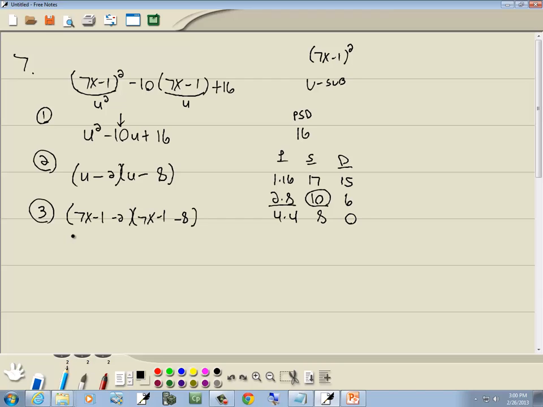And we can do a little bit of simplifying here. Negative 1, negative 2 is negative 3. And negative 1, negative 8 is negative 9. And that would be our answer.